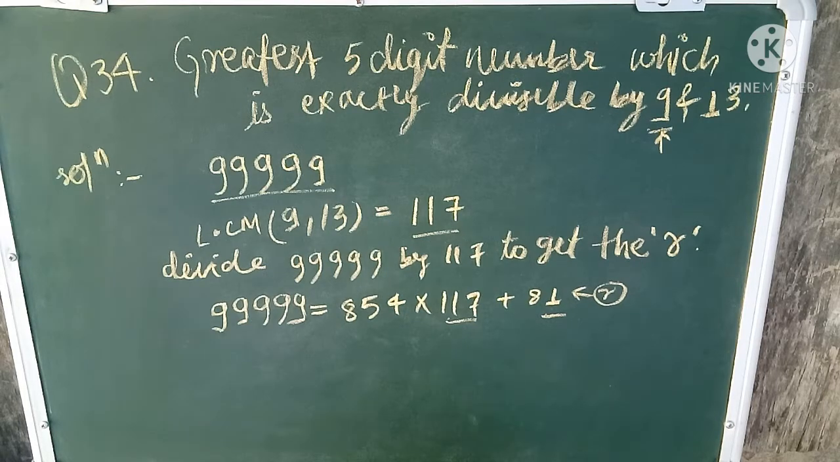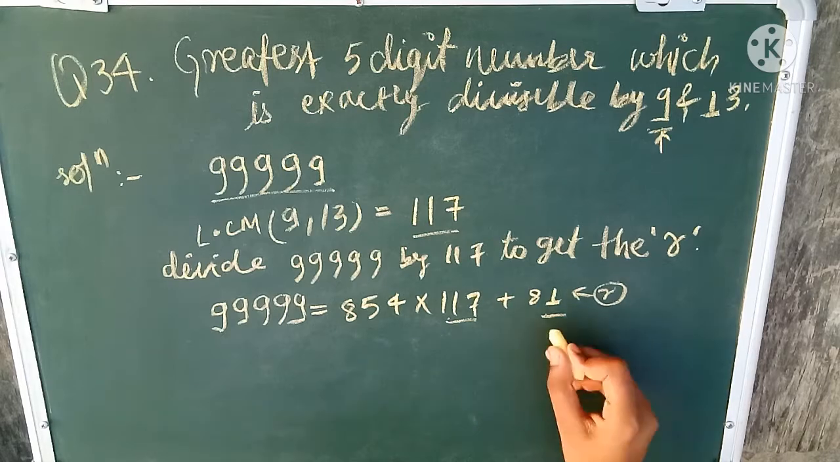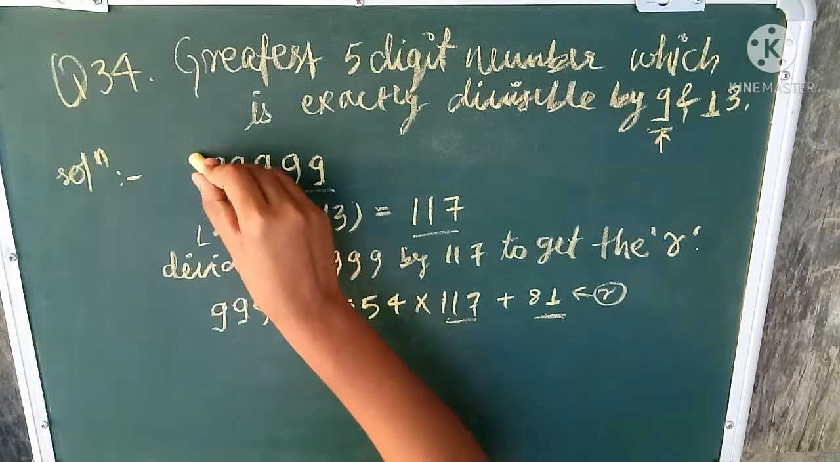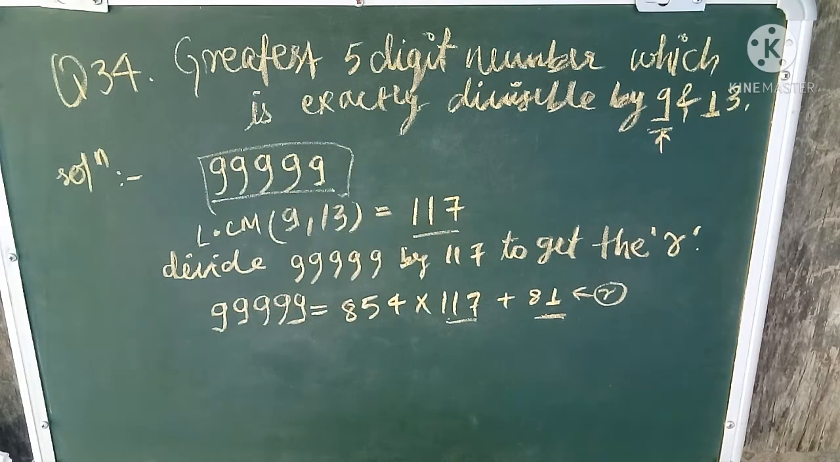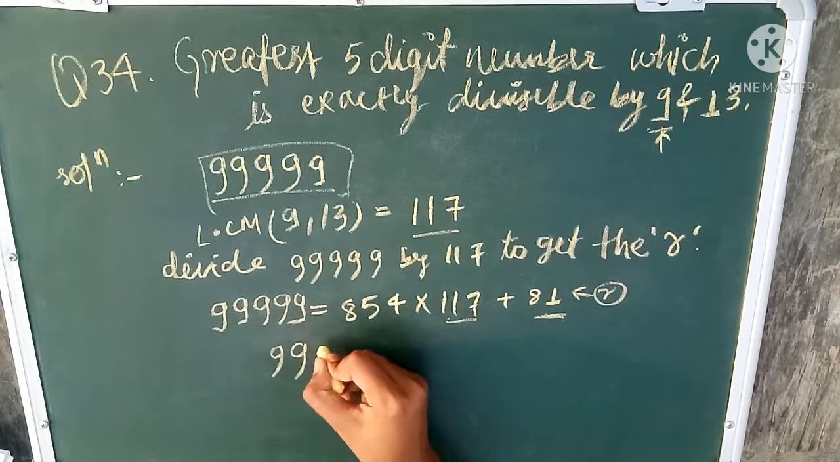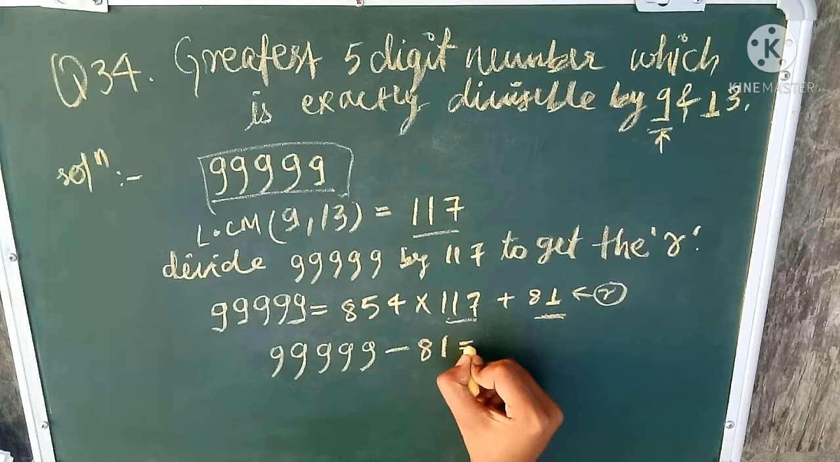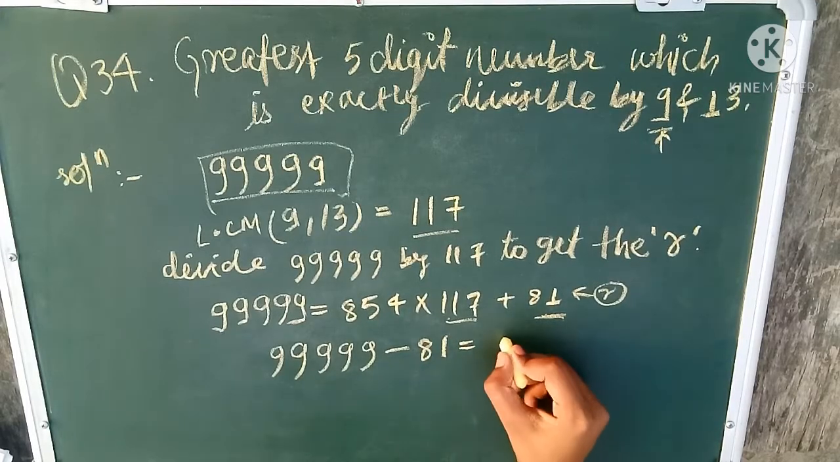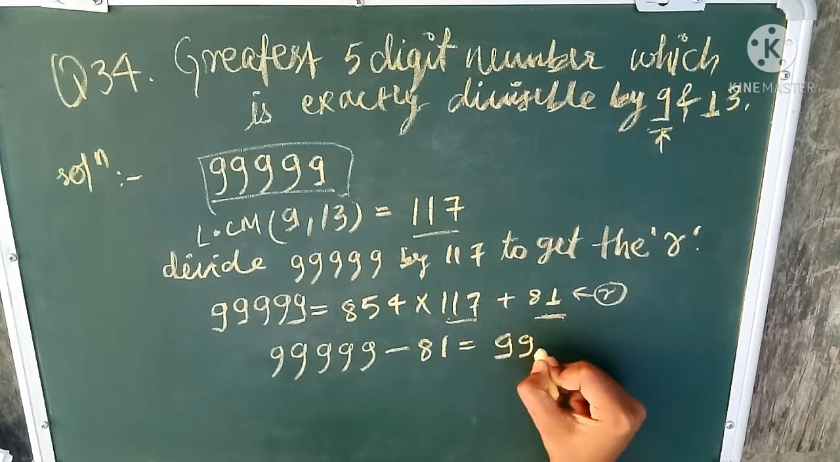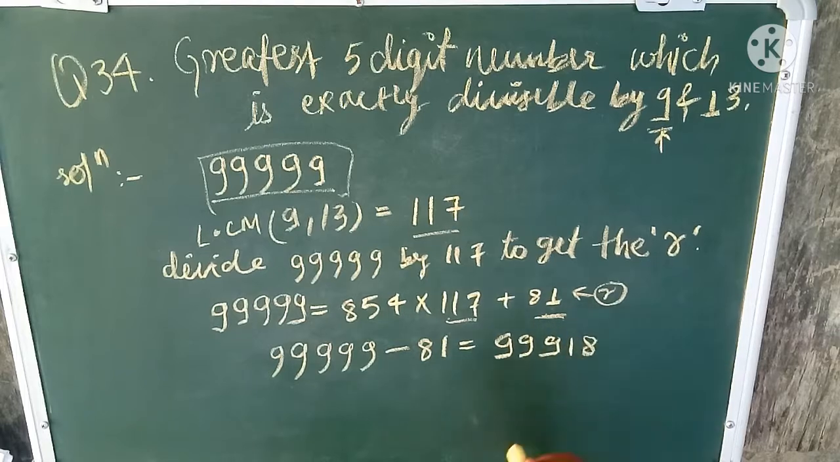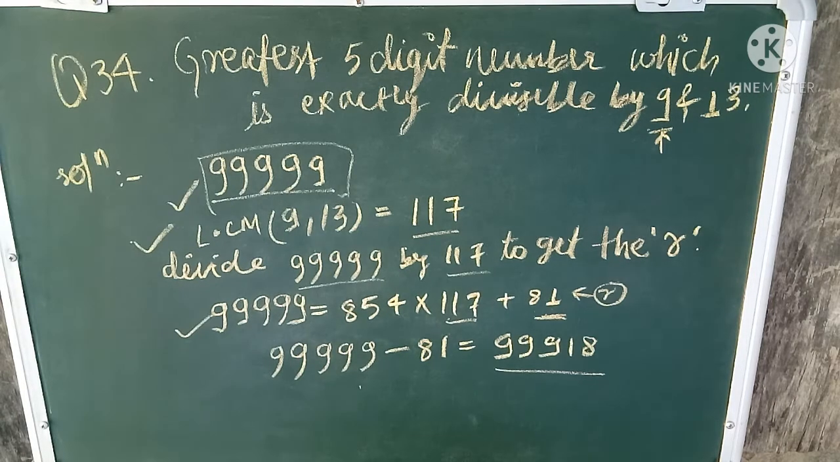The next step to solve this question is, now we need to subtract the remainder 81 from this largest number, which will be here 99,999 minus 81. Here it will come 99,918. Now we can say that this is the greatest number which is completely divisible by 9 and 13 both. Next question, question number 35.